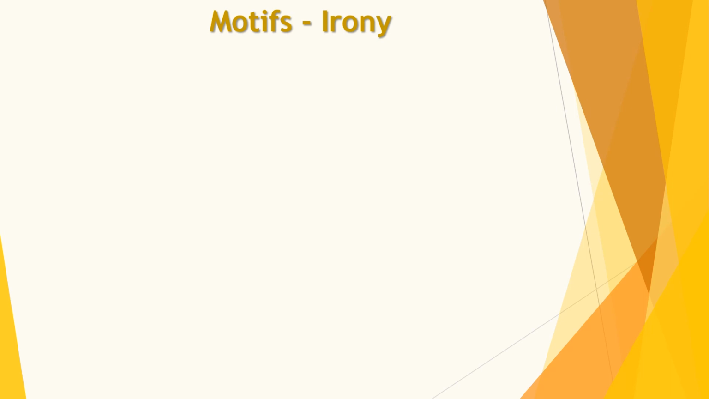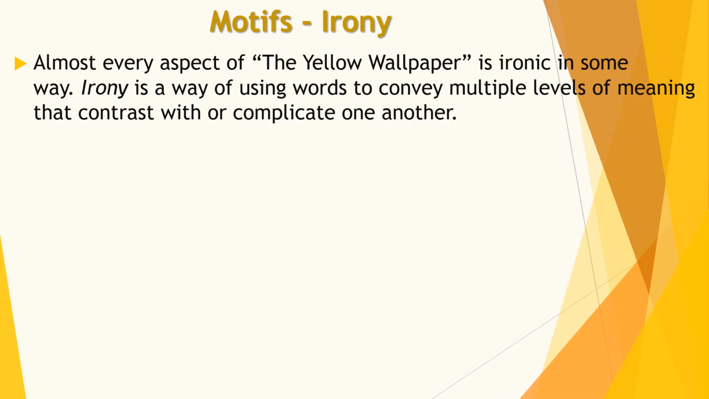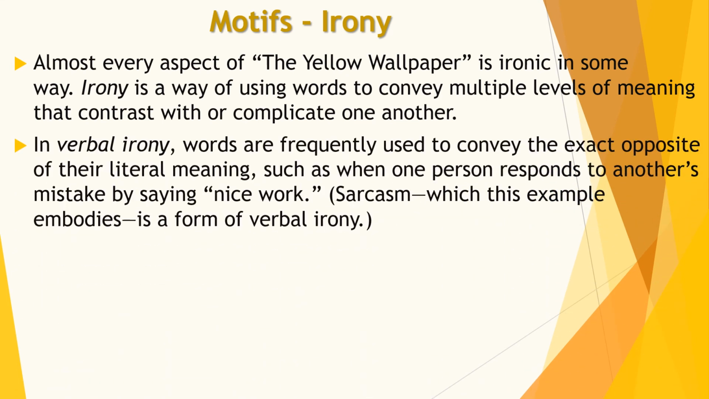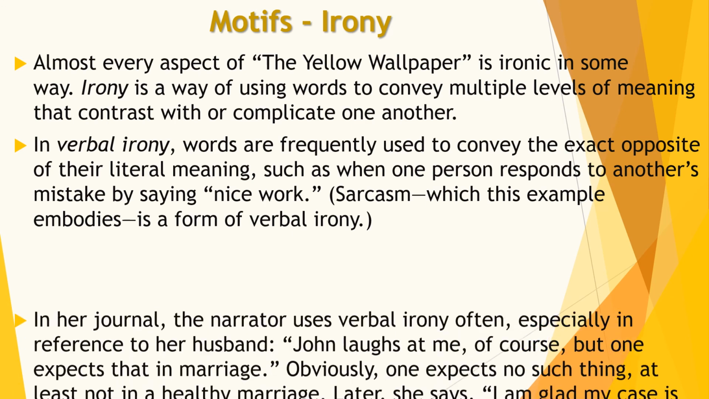When we look at the motif of irony in the story, almost every aspect of The Yellow Wallpaper is ironic in some way. Now, irony, remember, is the way of using words to convey multiple levels of meaning that contrast with or complicate one another. In verbal irony, as we see it in the story, words are frequently used to convey the exact opposite of their literal meaning. Just as when a person would say to you, if you make a mistake in your work, "Nice work." That's sarcasm, which is an example of verbal irony.